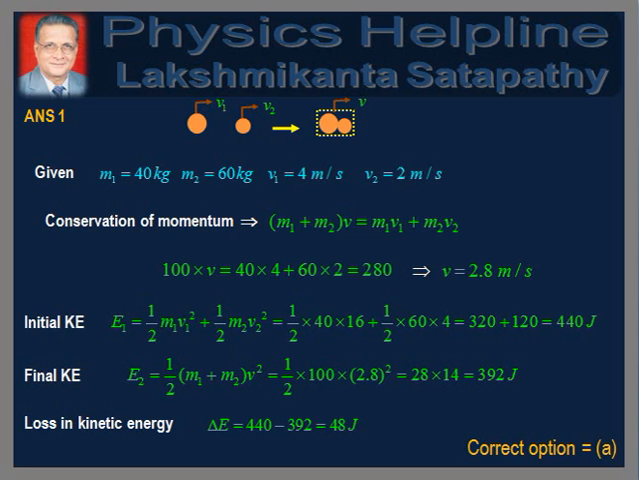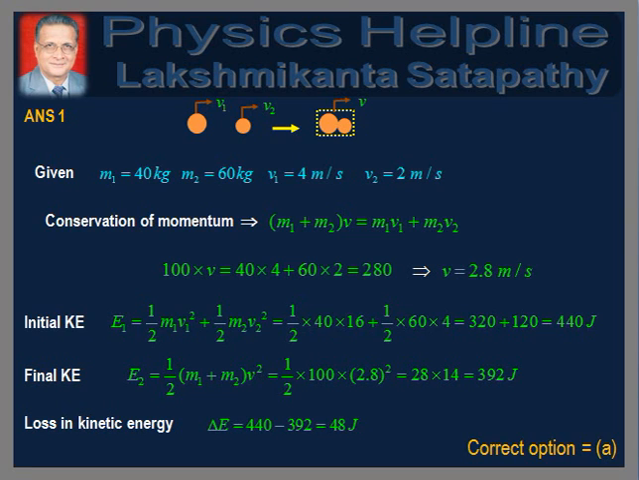For the first body, mass m1 is equal to 40 kg and velocity v1 is equal to 4 meters per second. And for the second body, mass m2 is equal to 60 kg and velocity v2 is equal to 2 meters per second. They are moving along the same line in the same direction. Let the final velocity of the combined mass is equal to v.